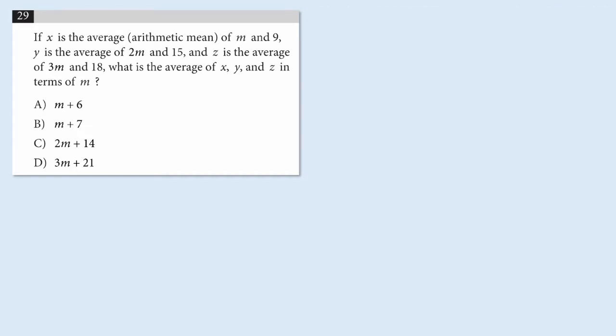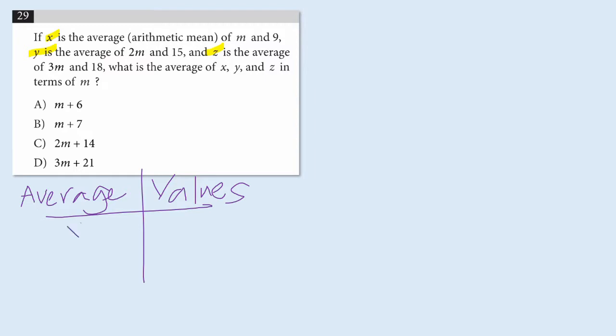Let's start this problem by organizing the information that we have about x, y, and z. I'm going to put that in a table. The table is going to have one column for the average and one column for the values.